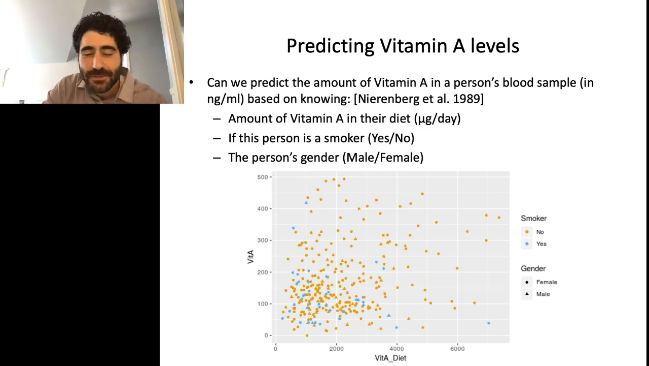There also might be practical reasons you do this, right? Getting blood samples from people is a pain, but getting them to answer these 3 questions might be pretty easy. So if we can build a good predictor, then we could estimate your vitamin A levels in your blood just by asking you these questions, and we don't have to get some kind of blood sample from you.